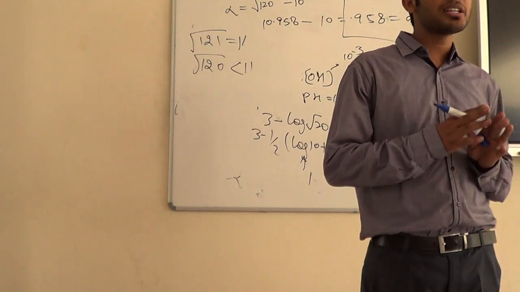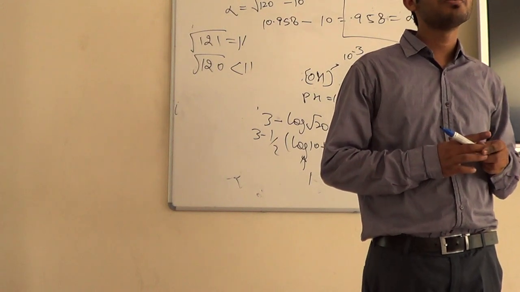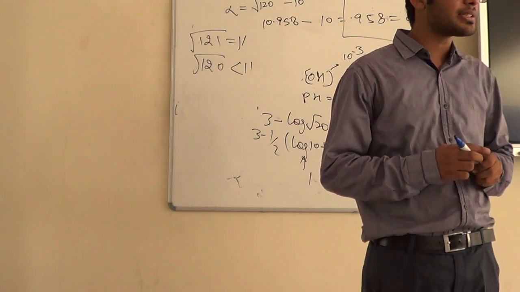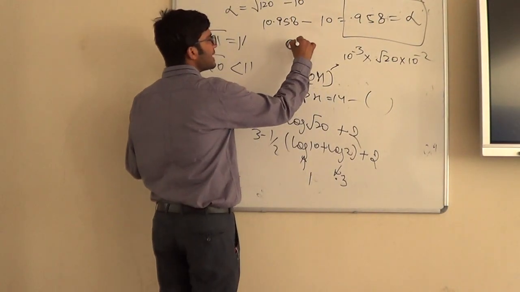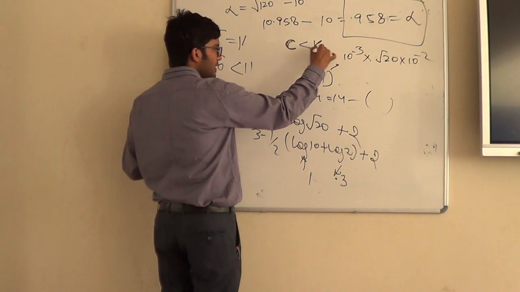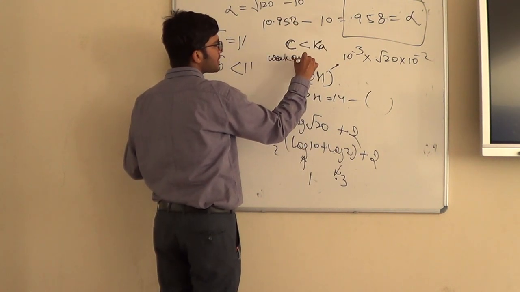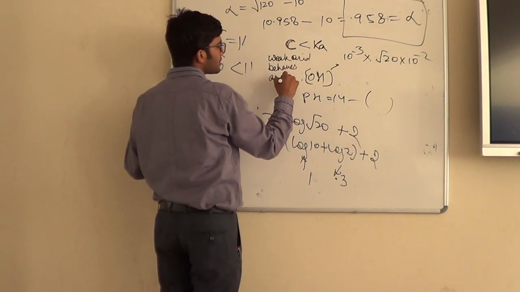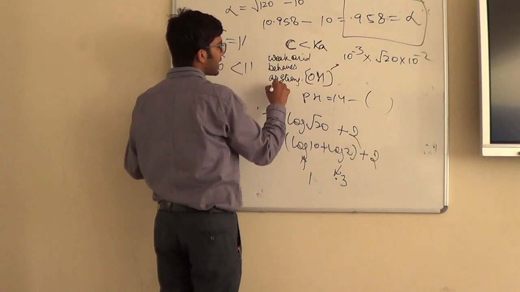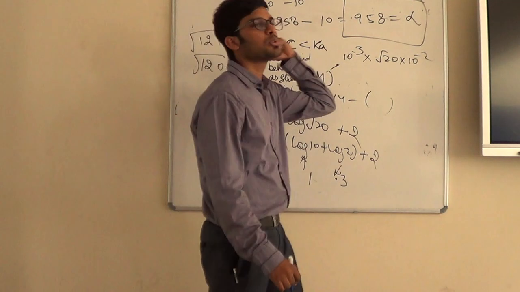There is some relation between concentration and the Ka value, because Ka defines the weak acid. Whenever the concentration is less than Ka, a weak acid behaves as a strong acid. In terms of dissociation, it will dissociate completely.